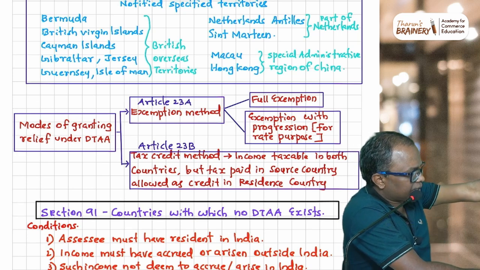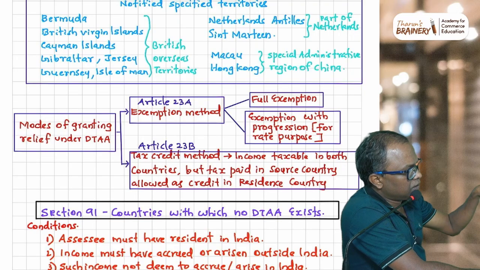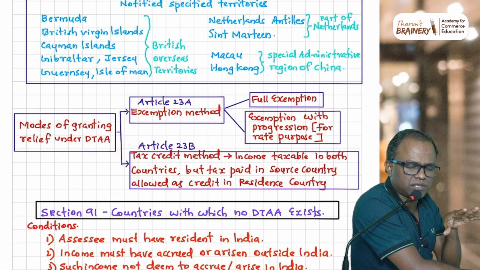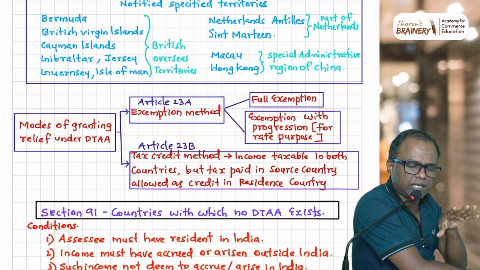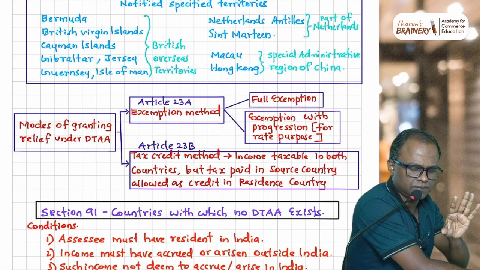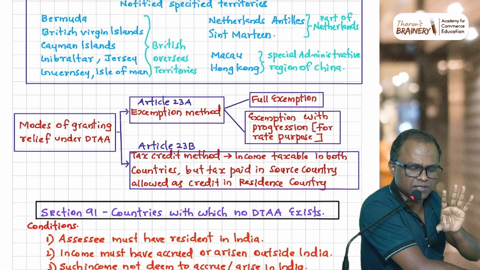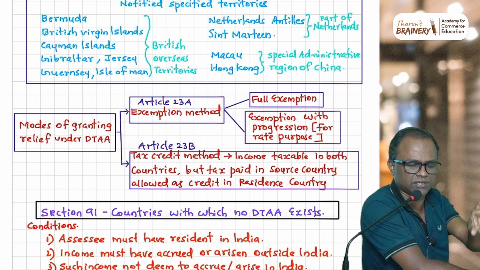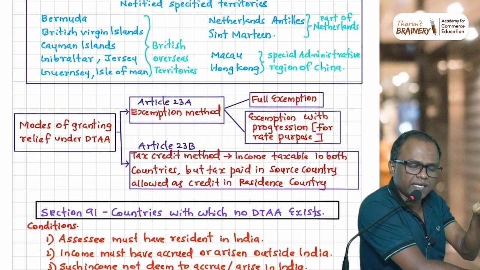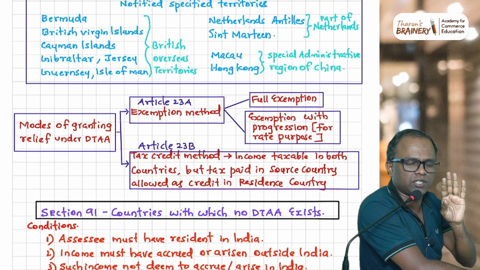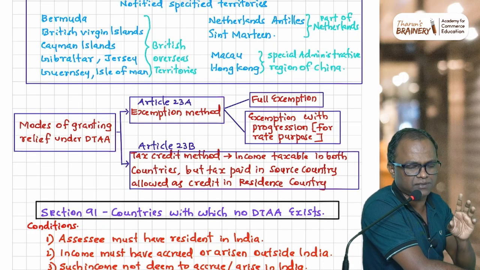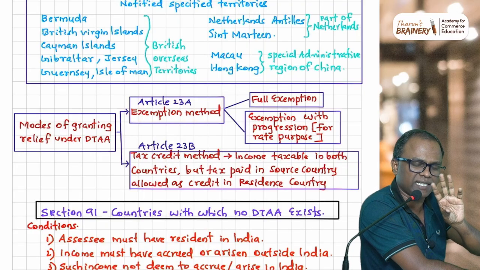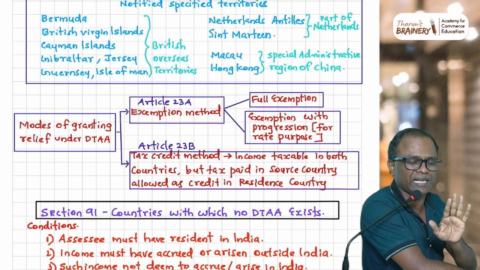And there is another method, exemption with progression. Exemption with progression means income earned in the source country is taxed in the source country, but in the residence country, that income is included only for the purpose of computing the tax rate. It won't be taxable.